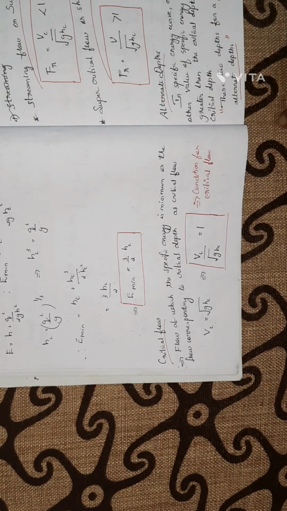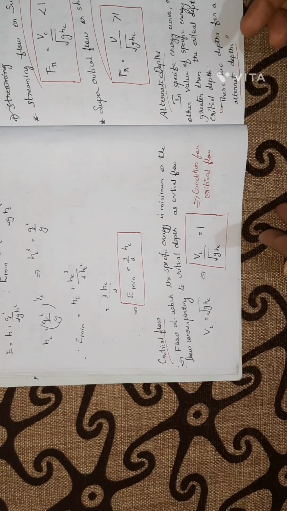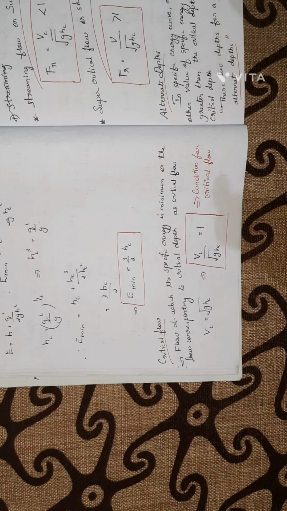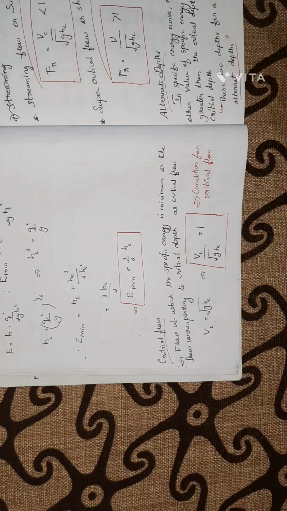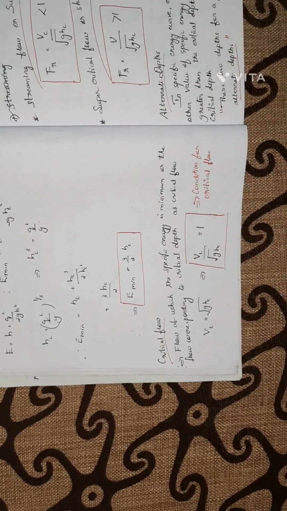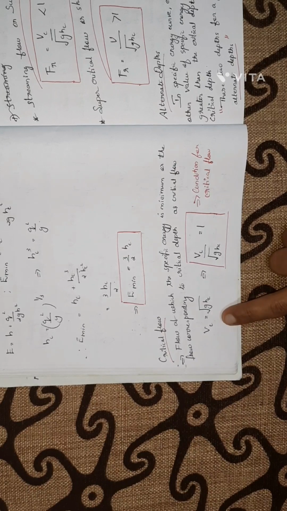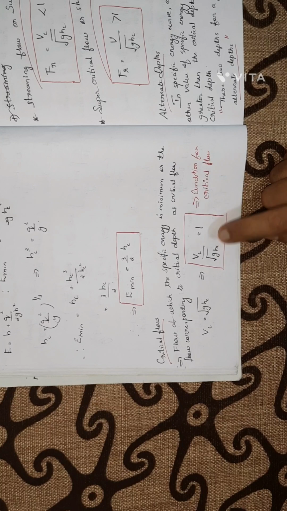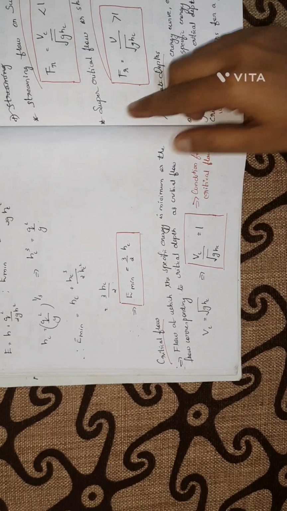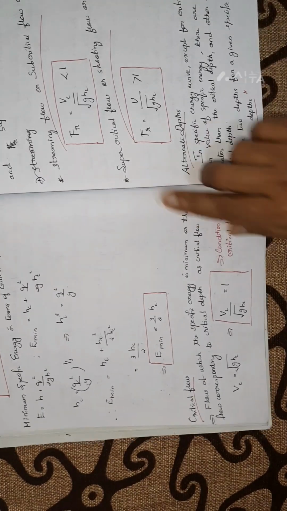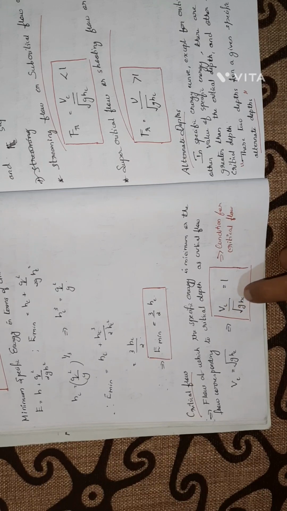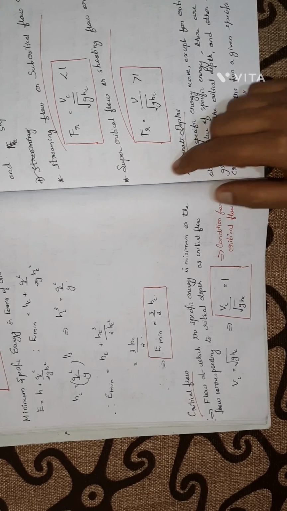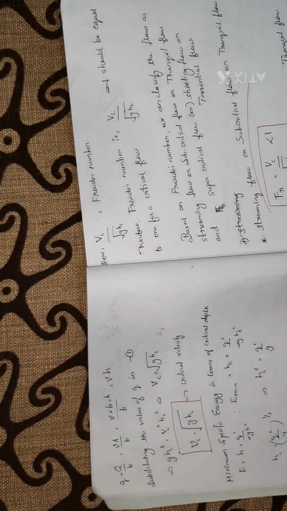And what is critical flow? Flow at which the specific energy is minimum, or the flow corresponding to the critical depth. Everything we are representing in terms of critical depth is known as the critical flow. Now we know Vc is equal to root of g hc. So Vc by root of g hc is equal to 1 is the condition for the critical flow. And this term, Vc by root of g hc, is nothing but the Froude's number, which we have discussed in the earlier module.